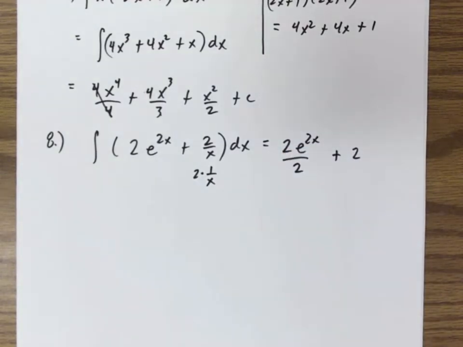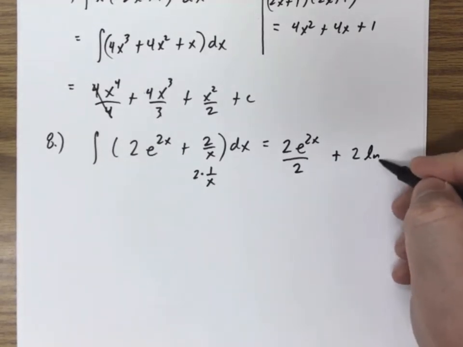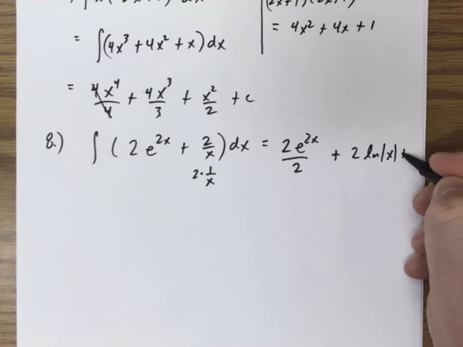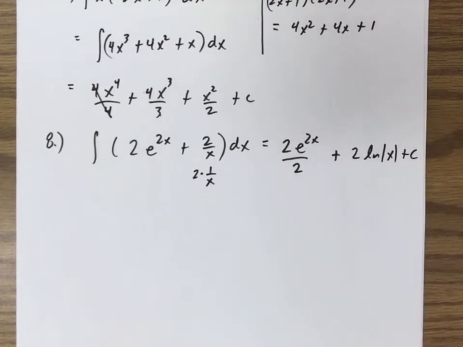Two over x is the same thing as 2 times 1 over x. What's the integral of 1 over x? Natural log of x. It's that special rule. So that should be the answer for number 8.